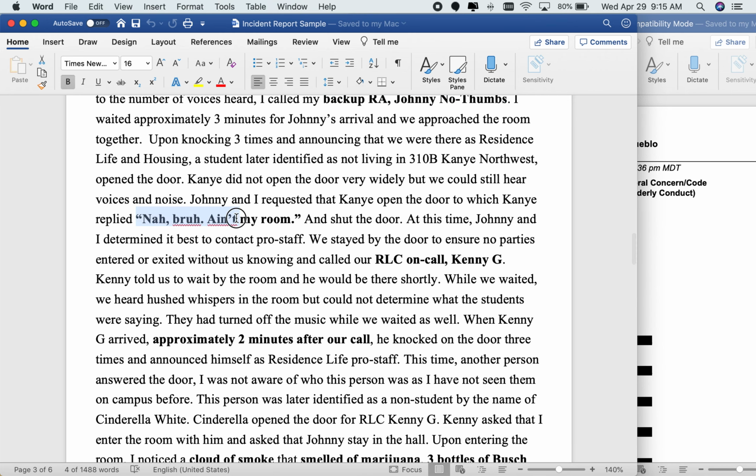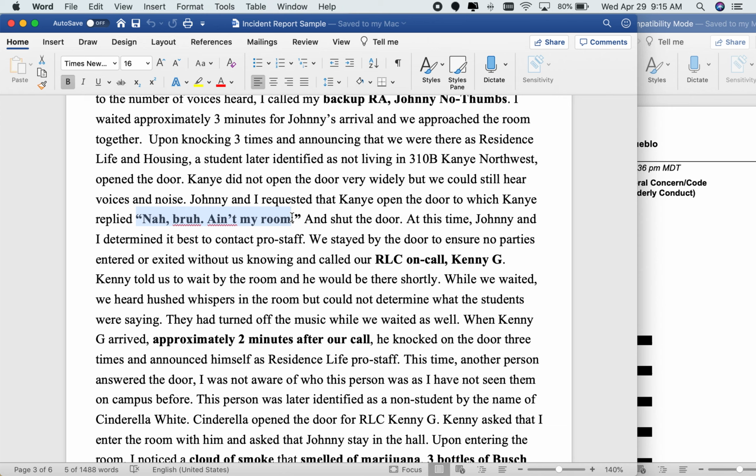Remember to quote the students exactly what they said. If a student cusses at you and uses foul language, please quote them as saying that. We're all adults here. You can write a cuss word in a report. Just remember to quote that, because you're saying what they said. If you don't really remember what they said, you can say, student cursed at me.